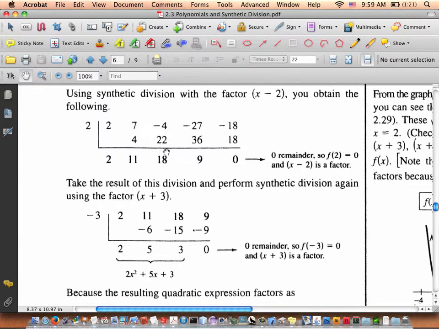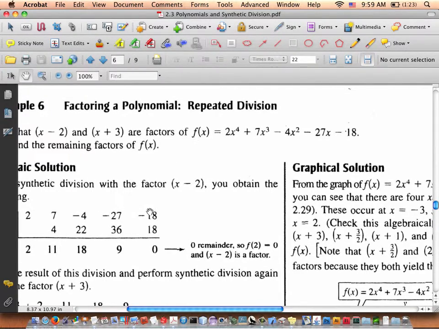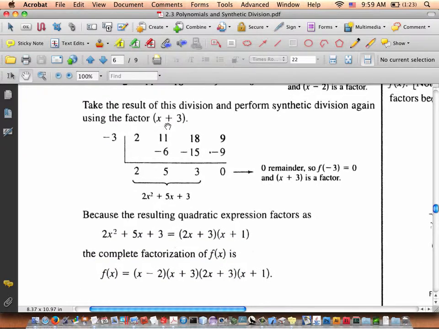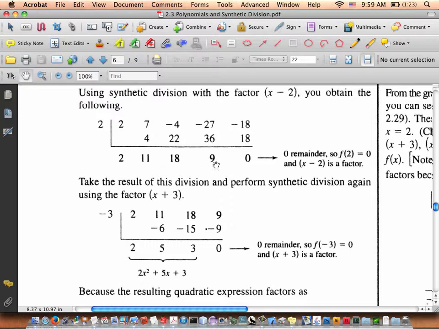So that means that this part right here, does everyone see where the hand is here on the screen? Do you see how this used to be a fourth power? This is now 2x cubed plus 11x squared plus 18x plus 9. The power will go down by 1. So we've just found out that x minus 2 is a factor. Now we're going to do the same thing with x plus 3, but right here, Seth, we're going to use these numbers, not the original.